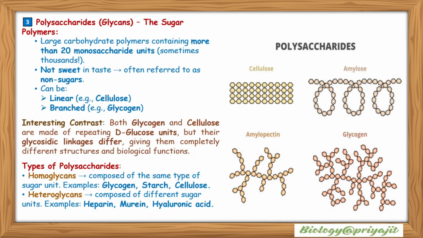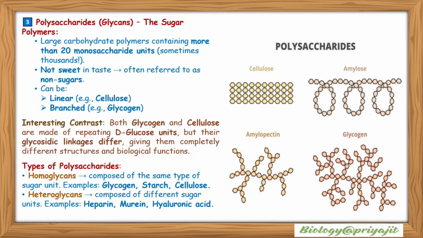Polysaccharides. Polysaccharides are also known as glycans or sugar polymers, large carbohydrate polymers containing more than 20 monosaccharide units. Sometimes they can have up to 1000 monosaccharide units. They are not sweet in taste. They are often referred to as non-sugars.